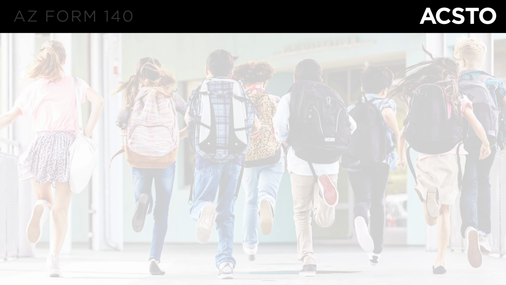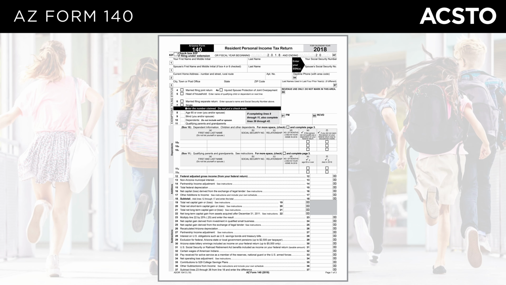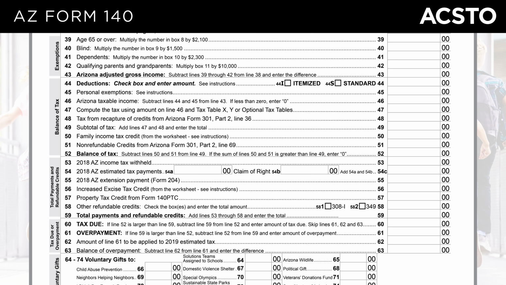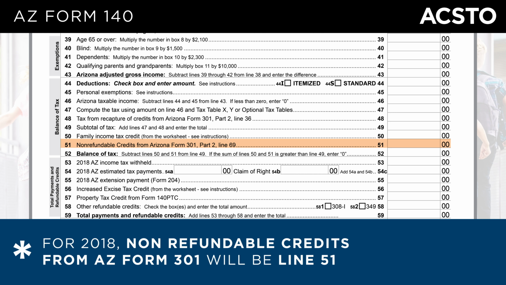Finally, we move on to Arizona Form 140 for individuals. Sadly, you can't use the shorter forms, such as the 140EZ or the 140A, because they don't include options for any tax credits. In the Balance of Tax section of Arizona Form 140, enter the total from Form 301 on the line called Non-Refundable Credits from Arizona Form 301.